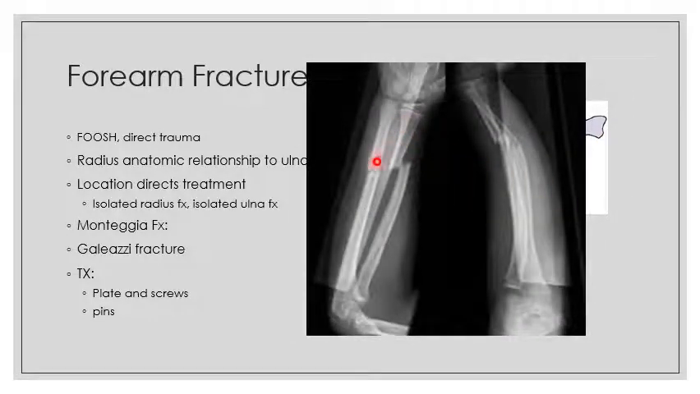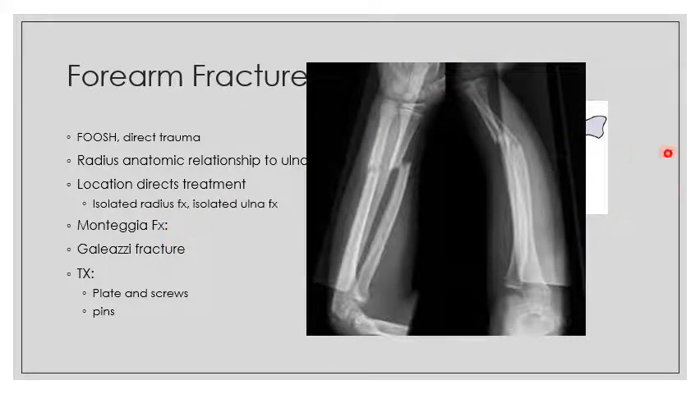So there's a mid shaft fracture, and in the other view you see this bow of the radius. So we have to restore that one. The location would direct treatment. Isolated radius fractures or isolated ulnar fractures, or nightstick fractures, can usually be treated using a cast, splint, or brace.